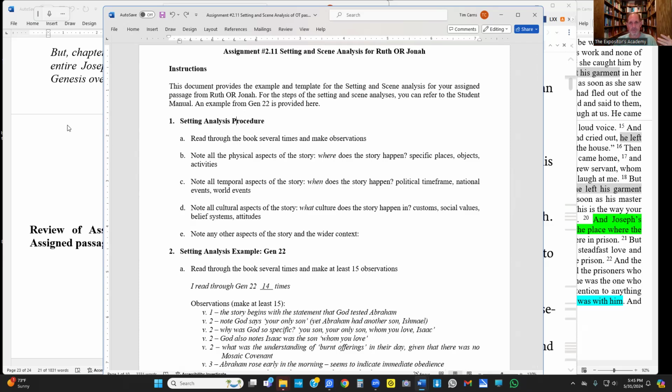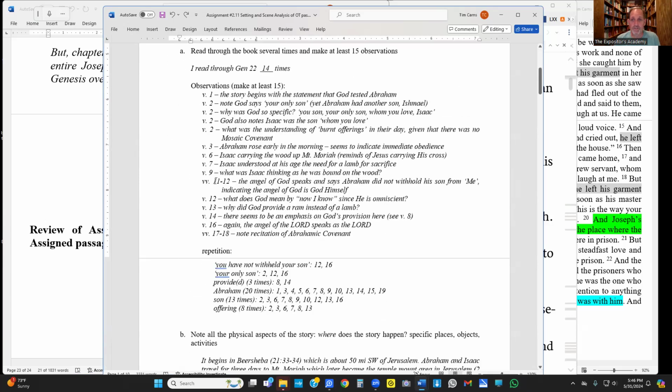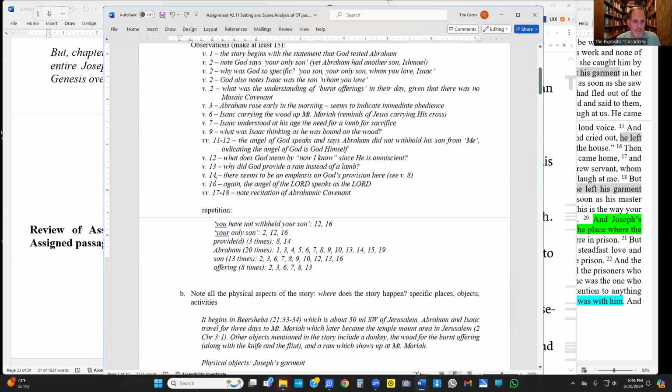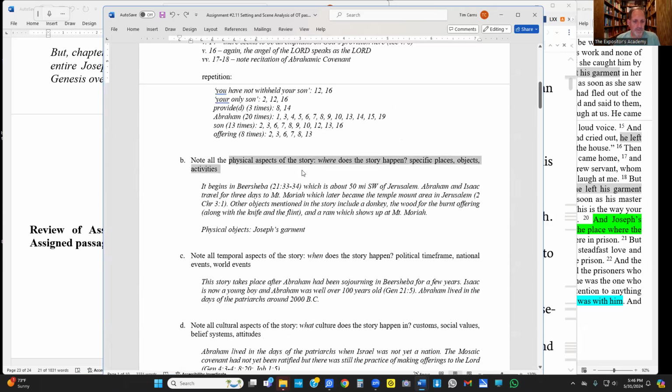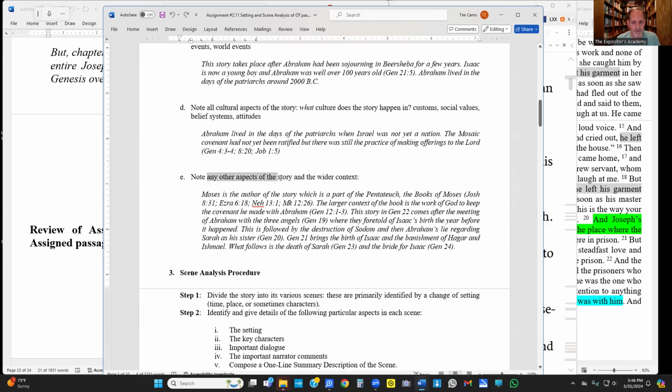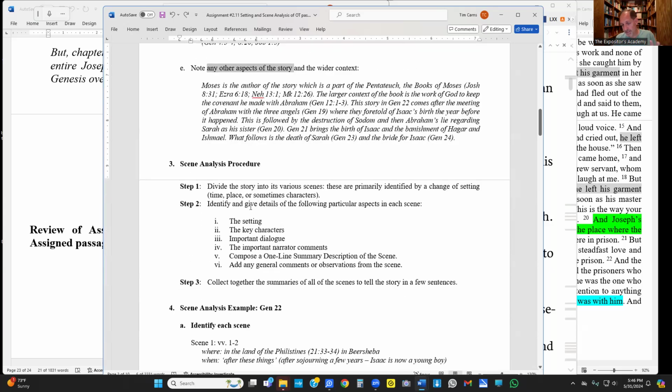Because as we saw here with Genesis 38, and for these shorter stories, the setting analysis will be pretty quick. We did this in just a short period of time. So I combine these two. So the setting analysis procedure, and then I do an example from Genesis 22 that we did in class. All right, where you'll do the read and observe, the physical aspects of the story, the temporal aspects of the story, the cultural aspects, and then any others. All right, so you're going to do the setting analysis for your particular story. So if you've been assigned Ruth chapter 2, you'll do the setting analysis just for Ruth chapter 2.